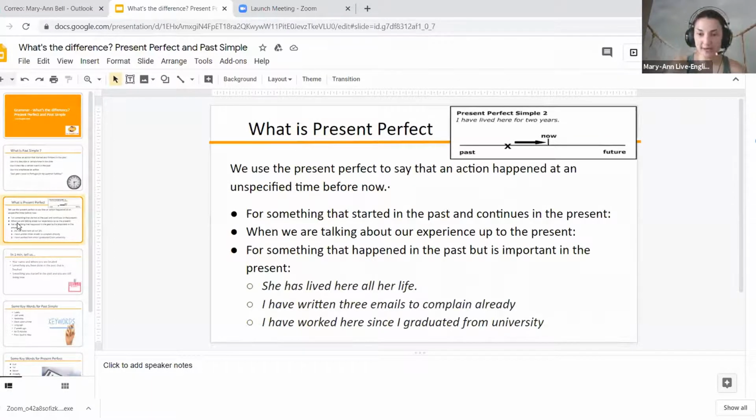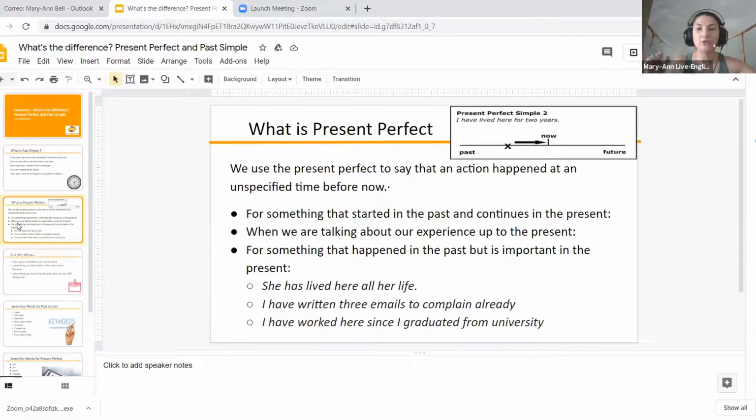The present perfect. Okay, the present perfect is more complicated because there are many different uses for the present perfect. And in many cases, it's not the same as how you use that tense in your own language. Okay, so this is where the confusion happens. One of the most common uses for present perfect is when we talk about something that started in the past and we continue to do now.